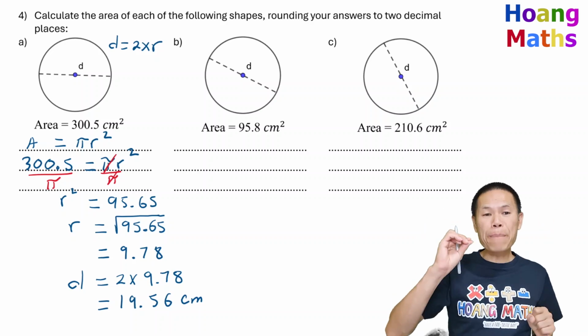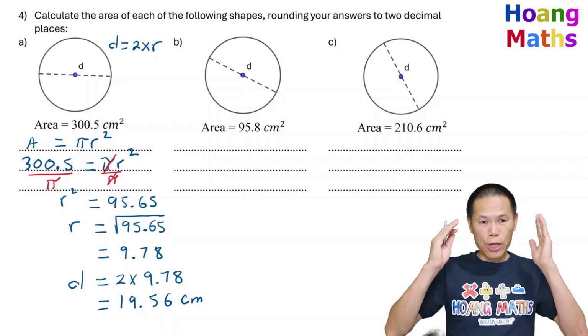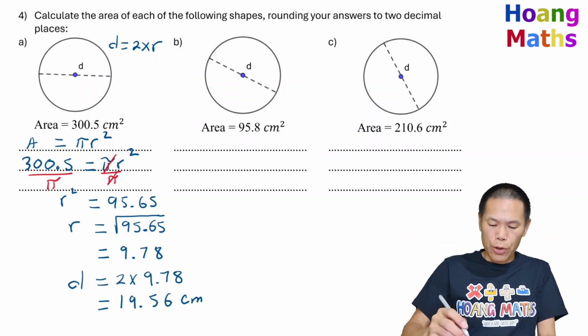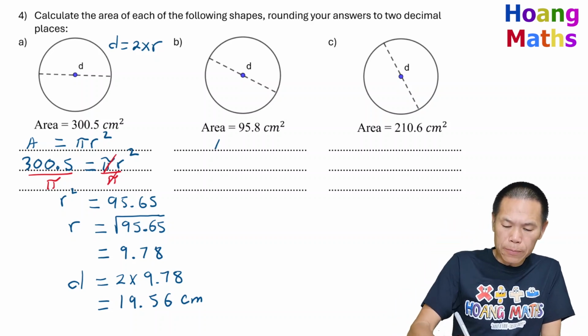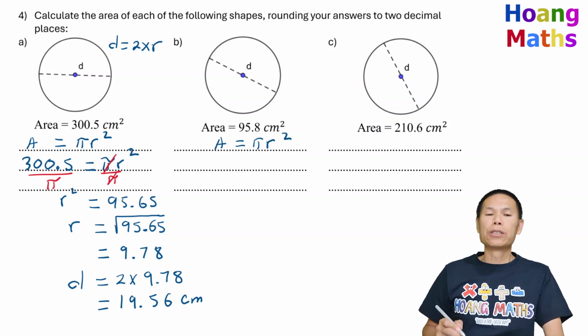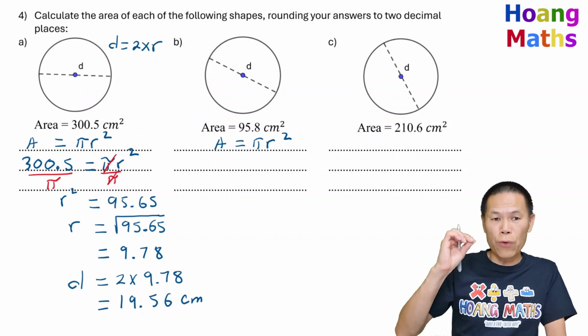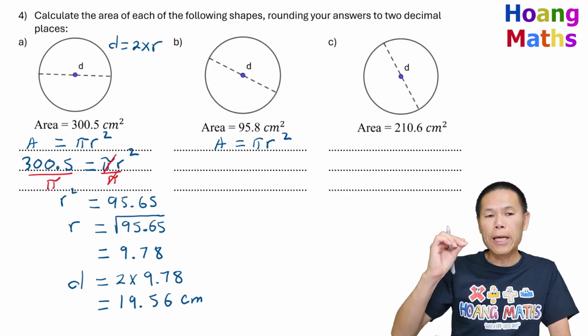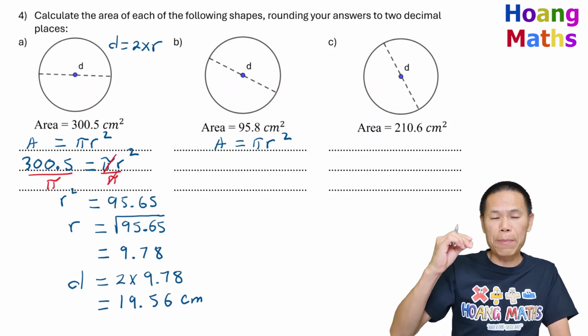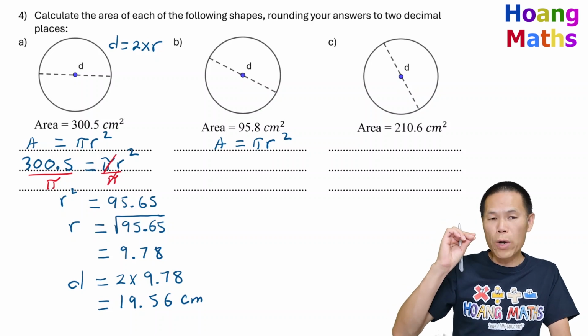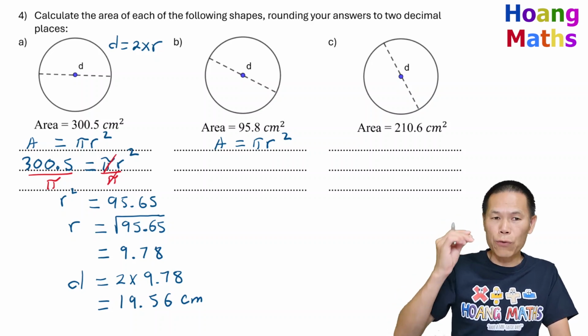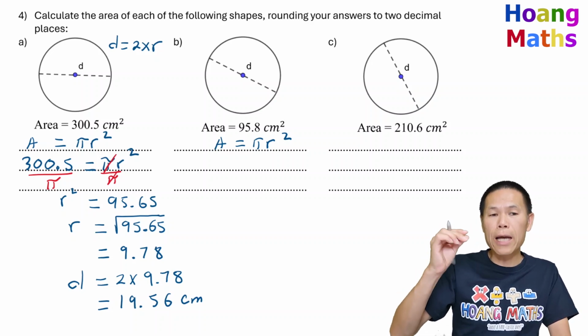Hi there, I'm back. How did you go? Let me go through them with you. So we know that area is pi r squared. So we need to work out the diameter. But first of all, we need to work out the radius, because the radius is half of the diameter. So therefore, to work out the diameter, we'll work out the radius. So then the diameter is 2 times the radius, okay?